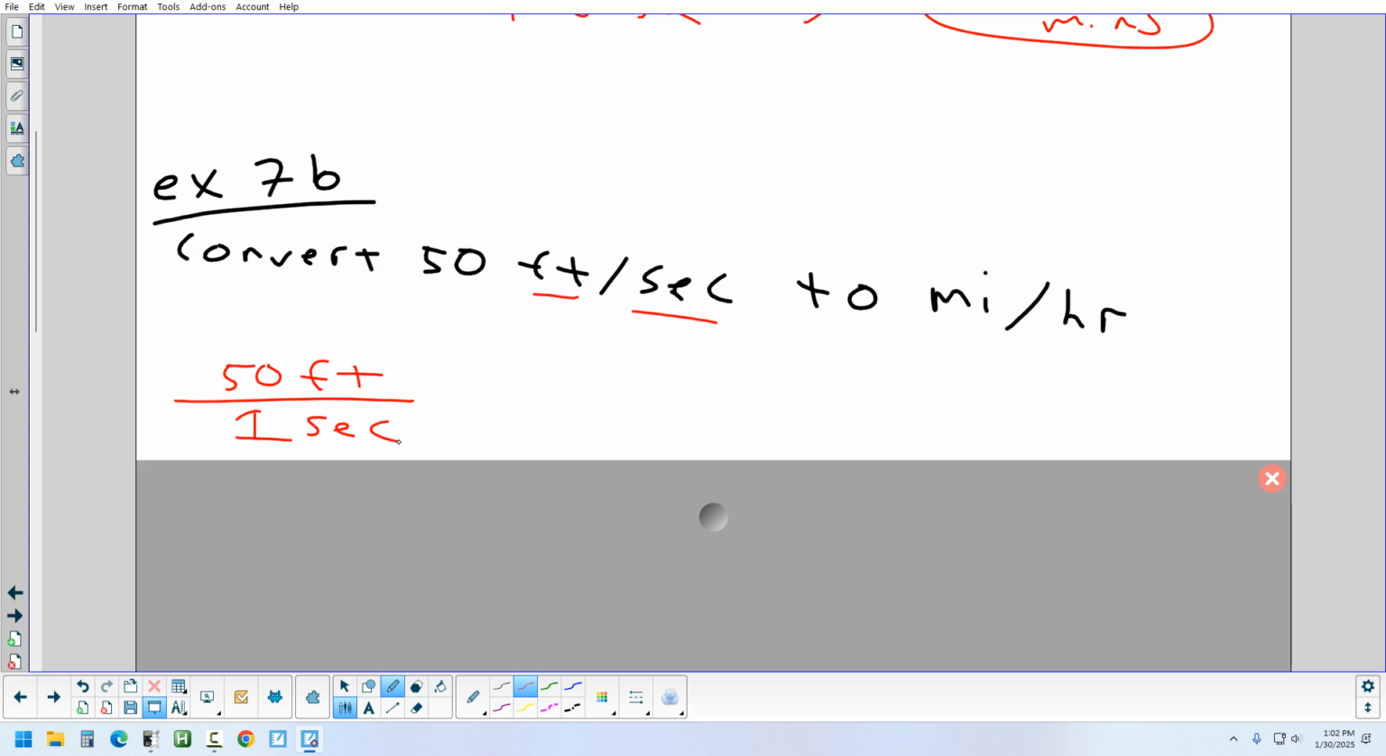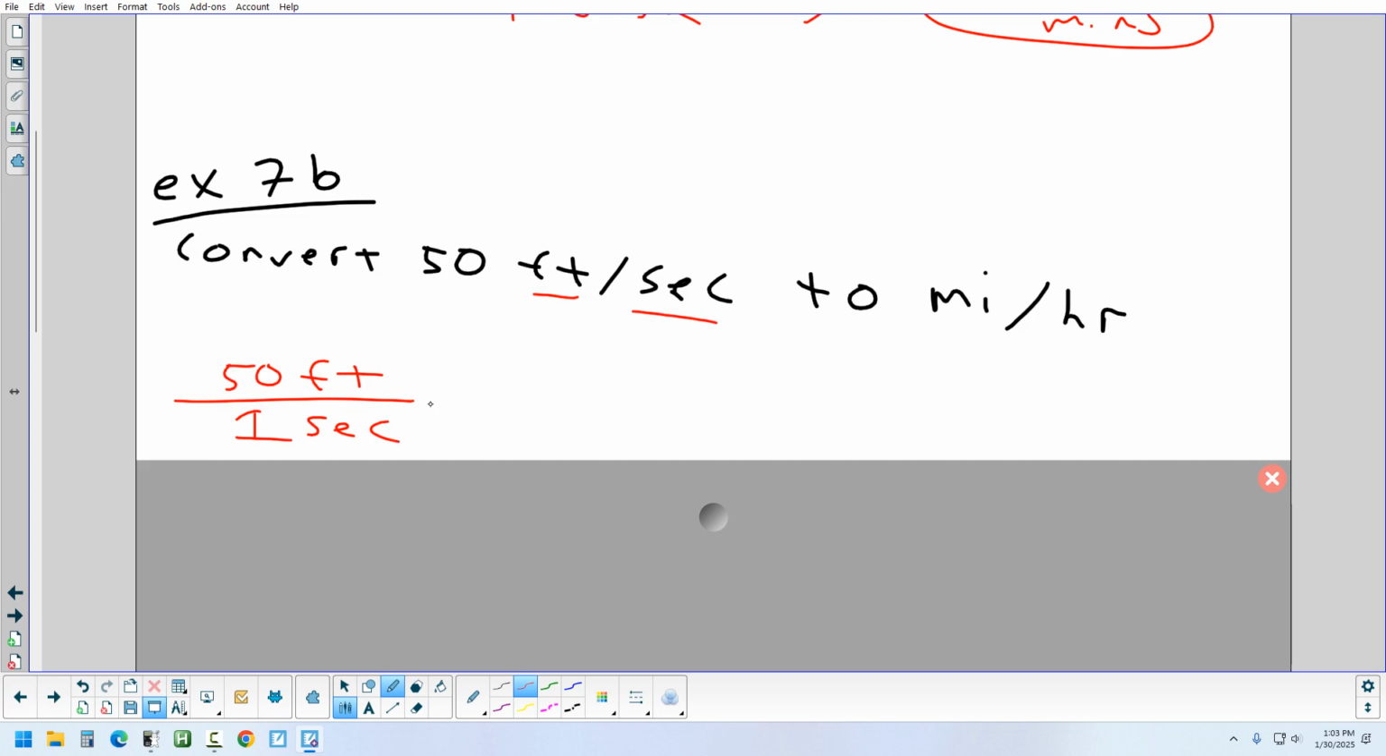Okay, what do they want for a length unit in the final answer? Miles per hour. Length, just length. Miles. Okay, they want miles in the final answer. They're giving us feet. So we got to fix that. And what do they want for a time unit? Hours. What do we have right now? Seconds. We got to fix that. So we're going to fix both of them one at a time.